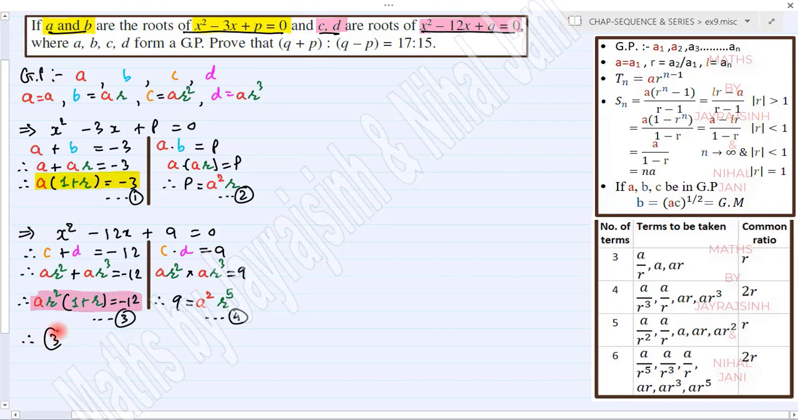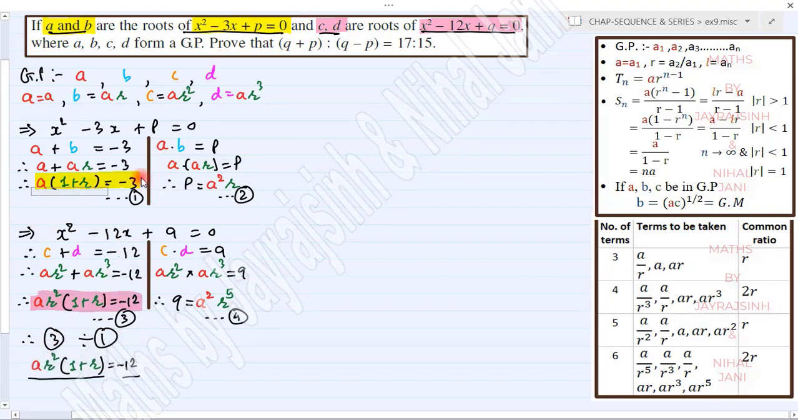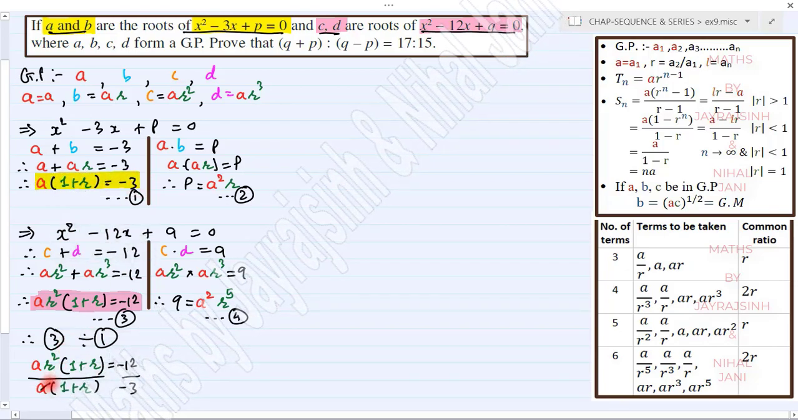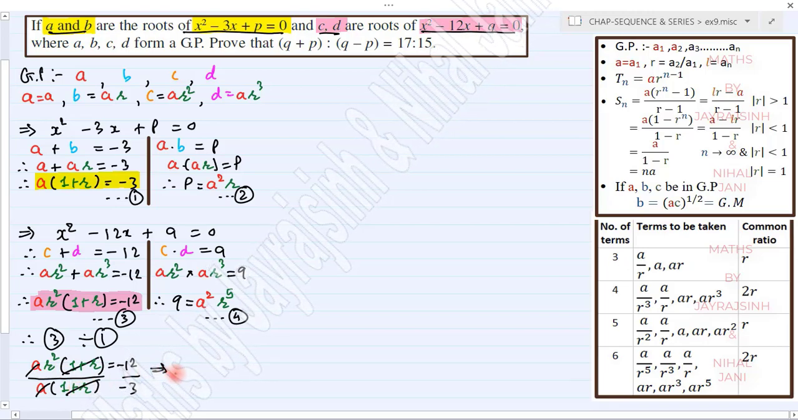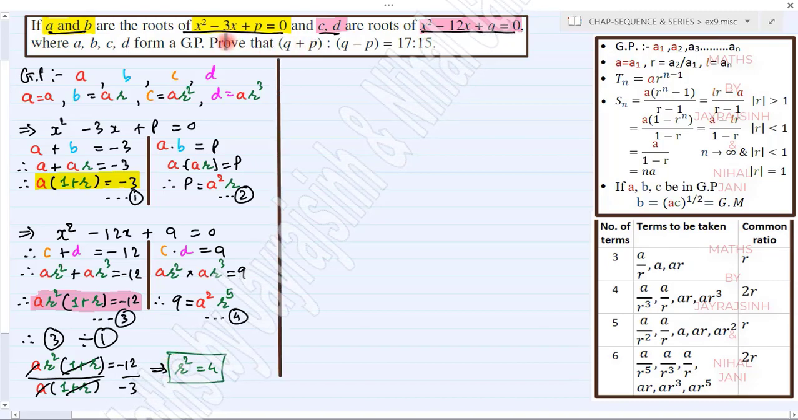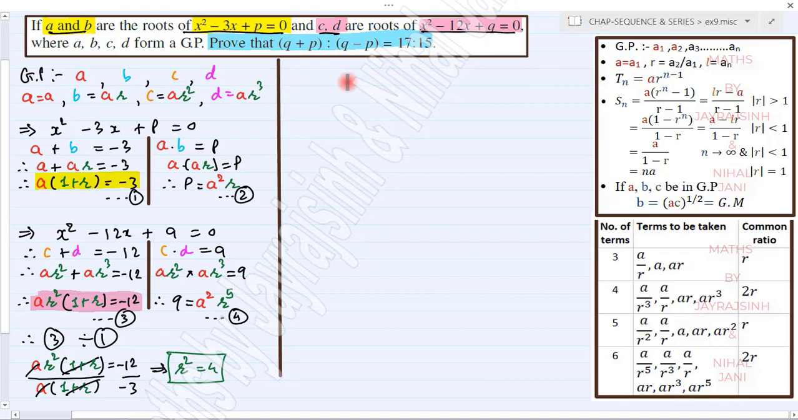So, let's take a ratio of equation number 3 and equation number 1. So, your a and 1 plus r will cancel out. We will get r square is equal to 4. Now, we have to prove that (q plus p) upon (q minus p) is equal to 17:15.